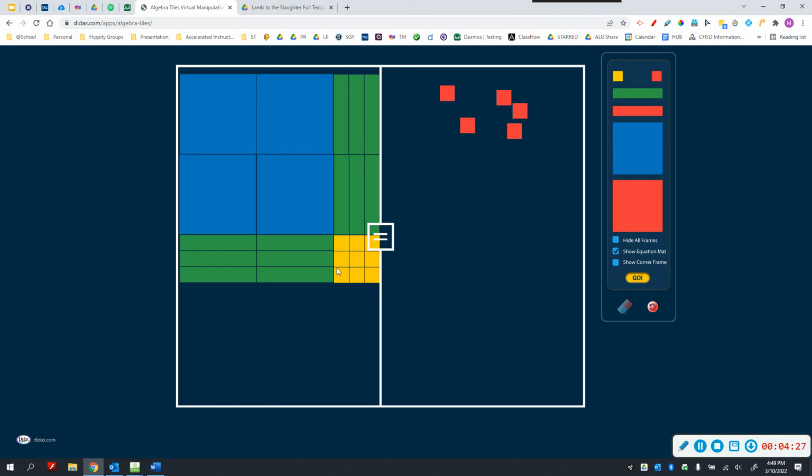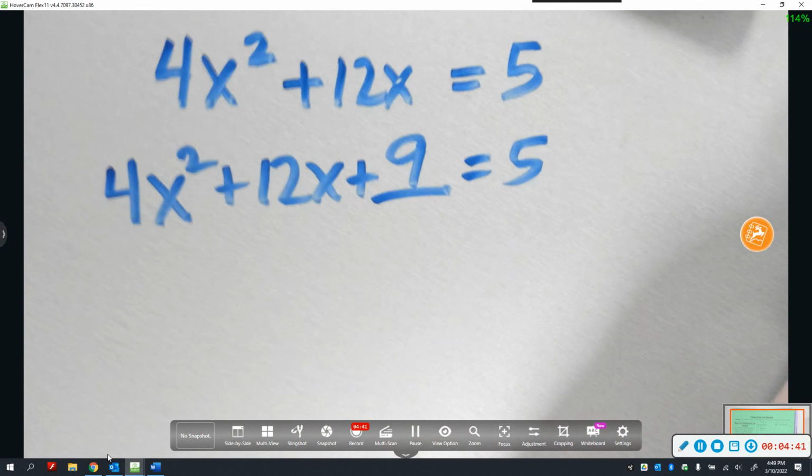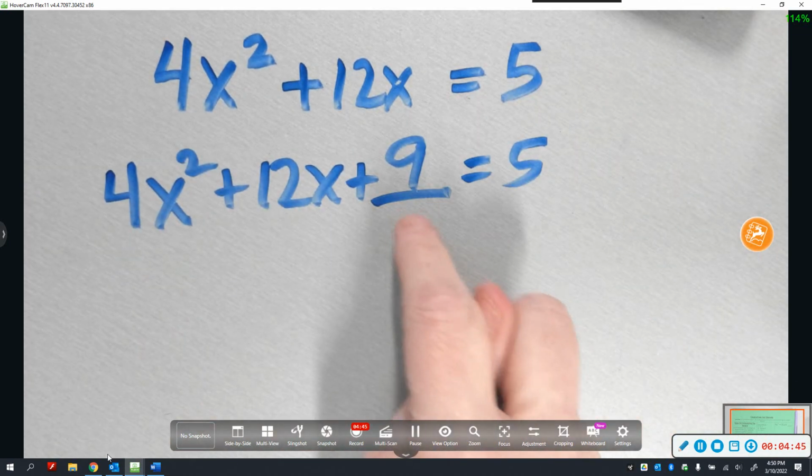I'm sorry, this is not the time. So if I add 9 to one side, I have to add 9 to the other side. Otherwise, my equation is no longer equivalent. So if you look back here at what I have written down, this is not equivalent to this. This is 9 heavier.